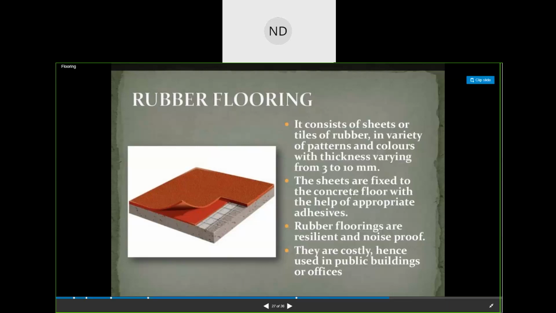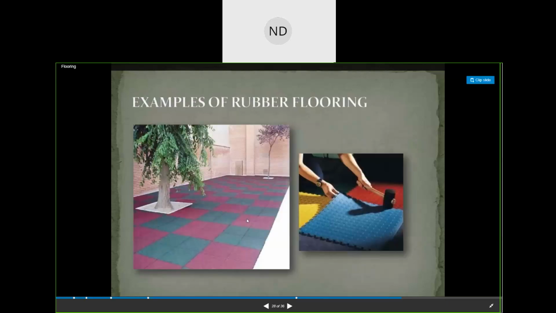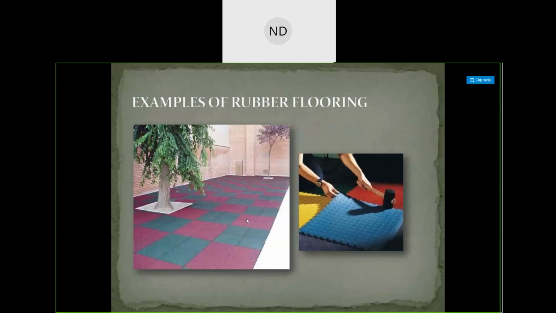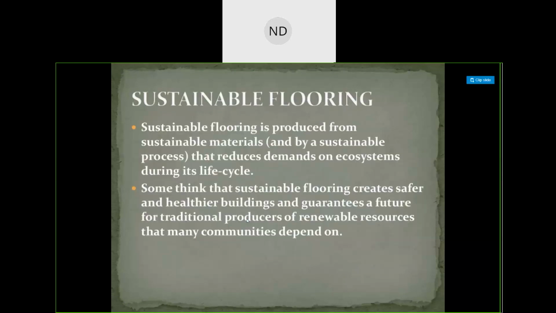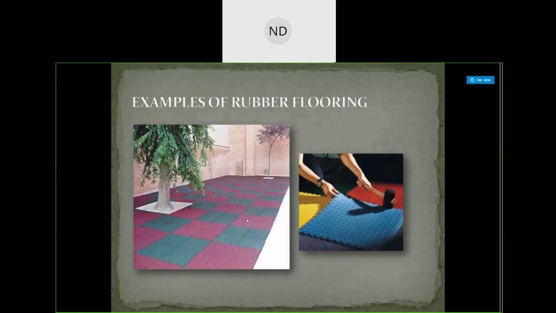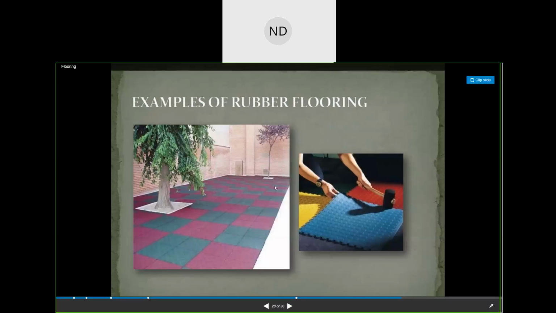So rubber floorings are resilient and noise proof. Then they are costly, hence used in public buildings or offices. Understood? These are your examples of rubber flooring. So these are your rubber floorings.